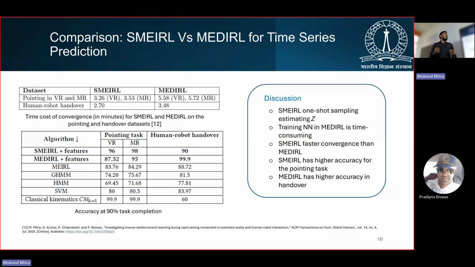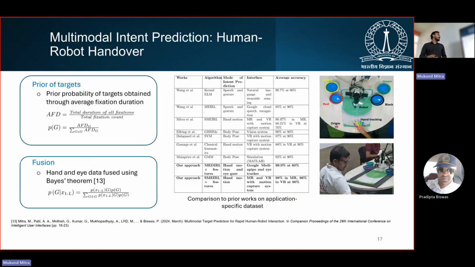So yeah, SMARL has faster convergence, and also from the accuracy, at 90% task completion, we see that SMARL is giving good results for pointing tasks, whereas MADRL was better for human to robot handover scenarios. Yeah, and this work was accepted at ACM Transactions on Human-Robot Interaction.